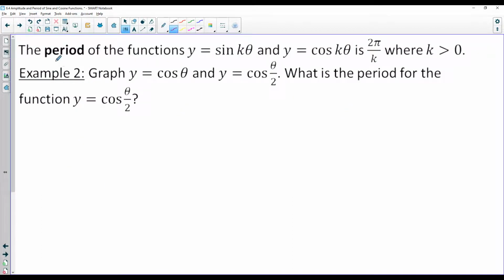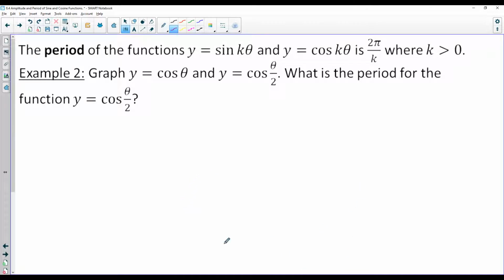And so remember when we were talking about periods, that's how long it takes a function to repeat itself. So the period of the functions y equals sine of k theta and y equals cosine of k theta, now x's are thetas, it's really no different, is 2 pi over k. This is something that you'll definitely want to write down, and we just have the restriction that k is greater than 0. So again, I think it's best seen with an example, and we just have to remember what period means.